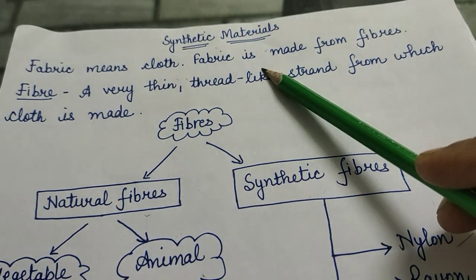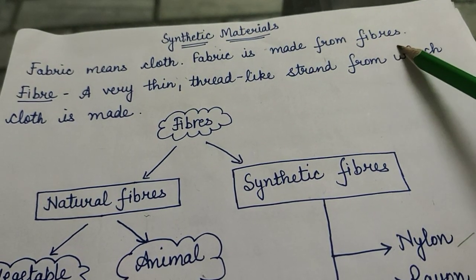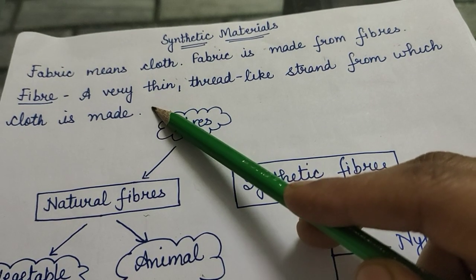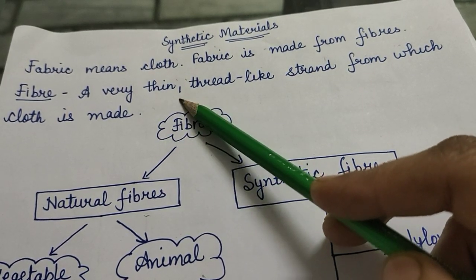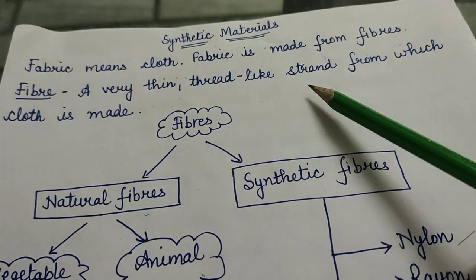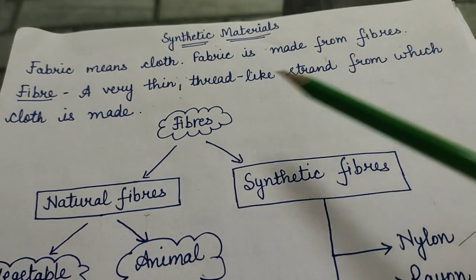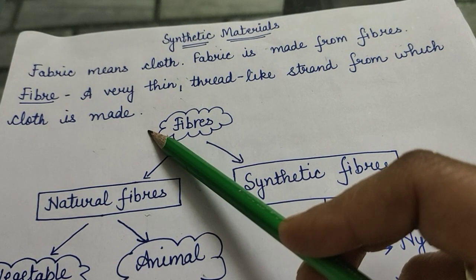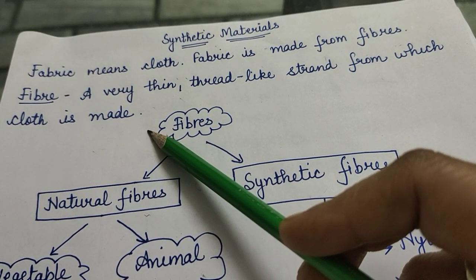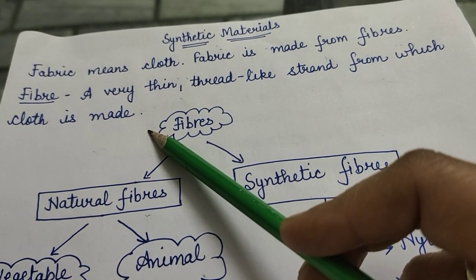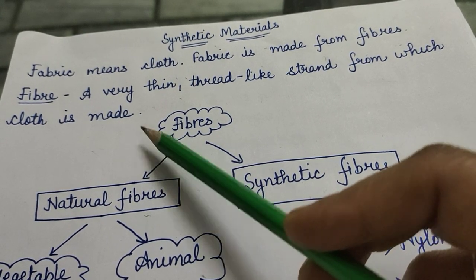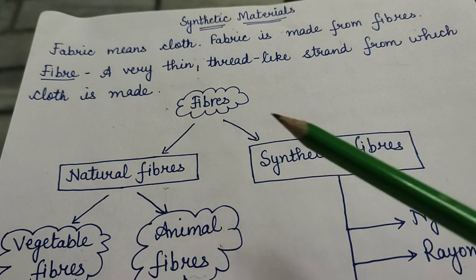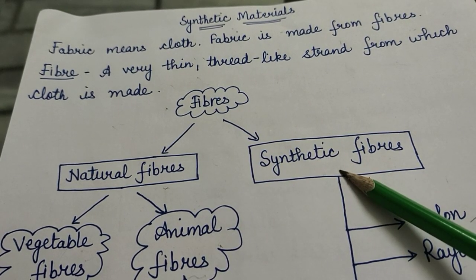And fabric is made from fibers. Now, what is a fiber? A fiber is a very thin thread-like strand from which cloth is made, like a thread structure, from which we can make fabrics. Now fibers are of two types: natural fibers and synthetic fibers.